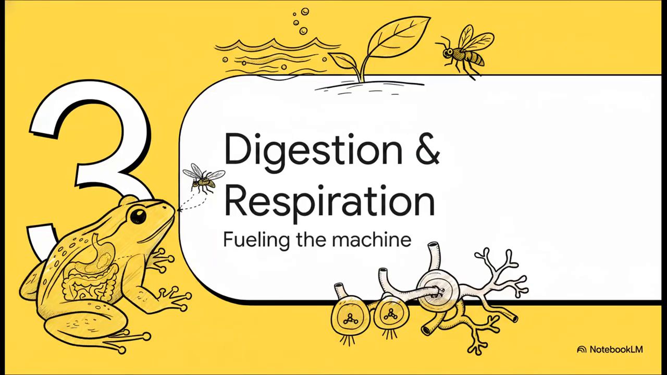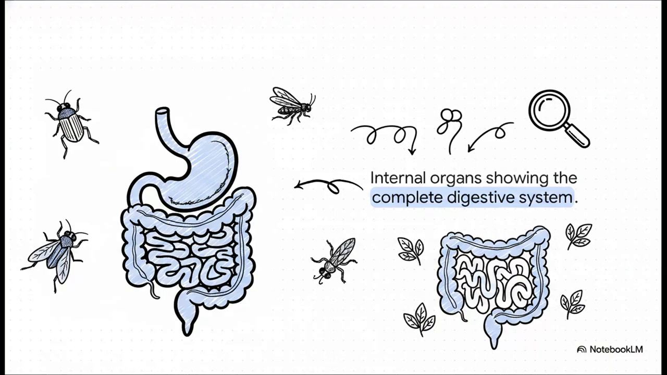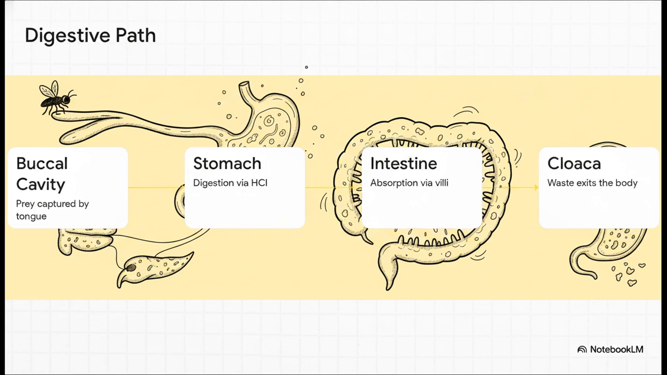Section 3. Digestion and Respiration. Fueling the machine on land and in water. All right, looking inside, the frog's body cavity is tightly packed with distinct systems. Take a look at the digestive tract. Notice that the alimentary canal is surprisingly short? Well, there's a good reason for that. Frogs are strict carnivores. They simply don't need the massive, lengthy intestines that herbivores require to break down tough plant matter. Let's actually trace the path of their food.